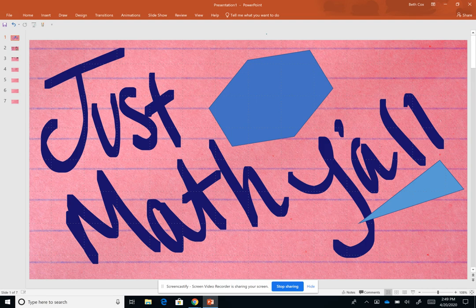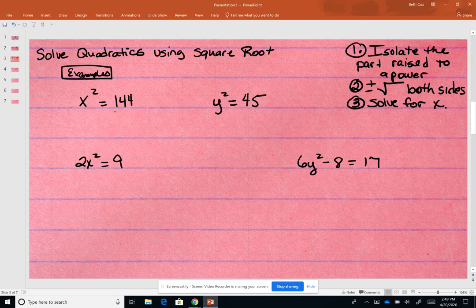Welcome back. This is Just Math, y'all, and we're going to look at solving quadratic equations by extracting a square root. So here we go. Let's jump into this.